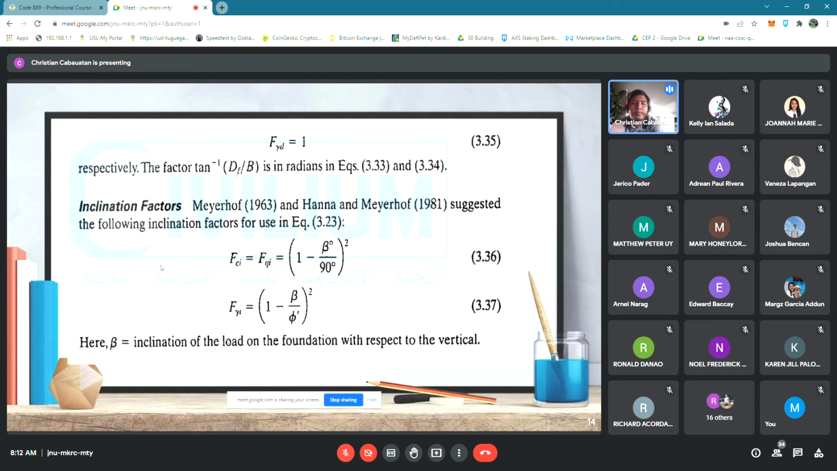Respectively, the tan inverse of DF over B should be in radians. The tan inverse there should be in radians.